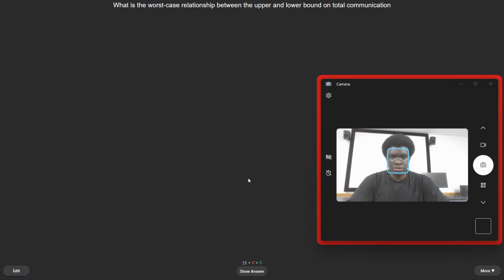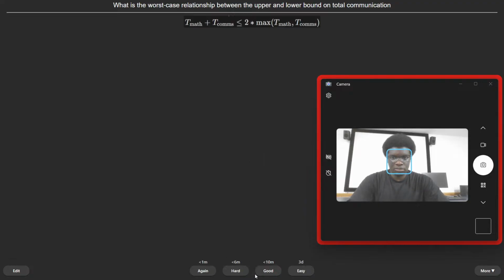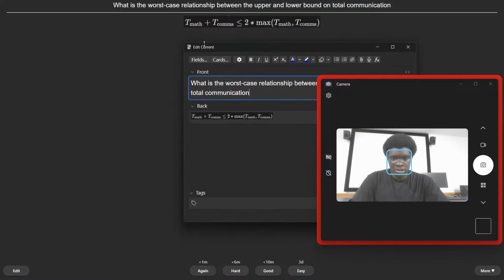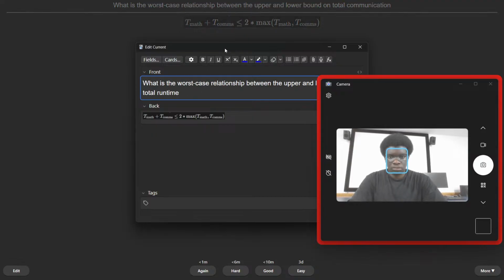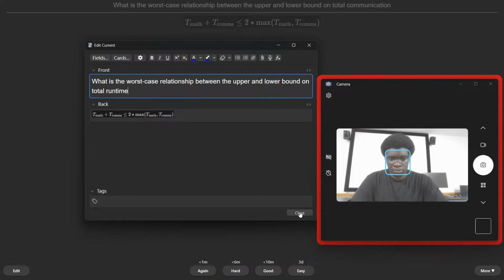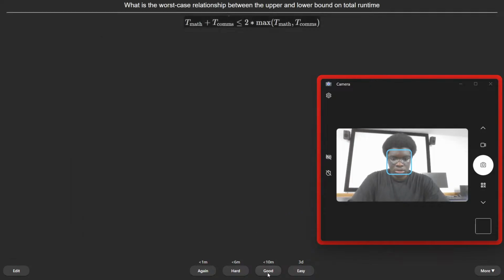What's the worst case relationship between the upper and lower bound on total communication? I think this is worded wrongly, but from what I recall, we're just saying what's the difference between the lower bound and the upper bound, and well, the upper bound is at most 2 times the lower bound. Yeah, because the worst case is that T_math equals T_comms. Okay, so let me edit this so that the wording is correct.